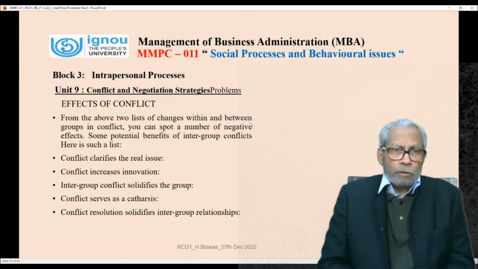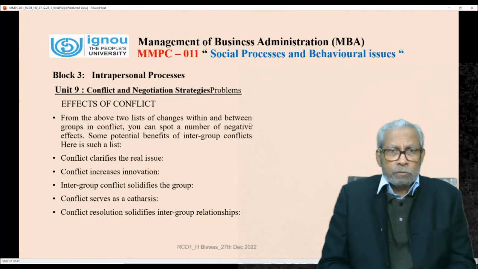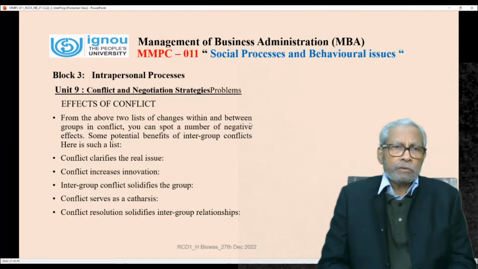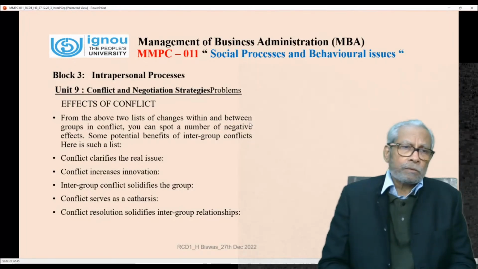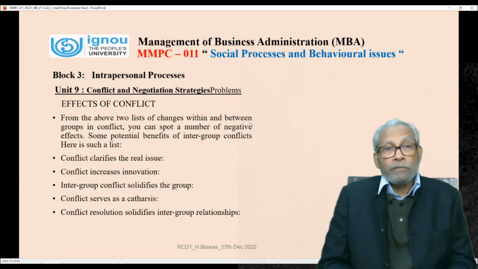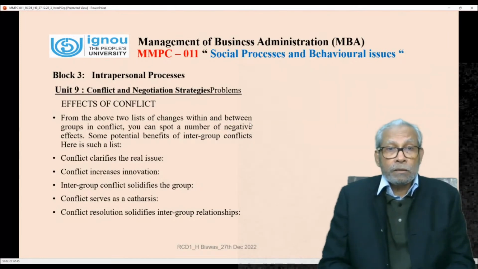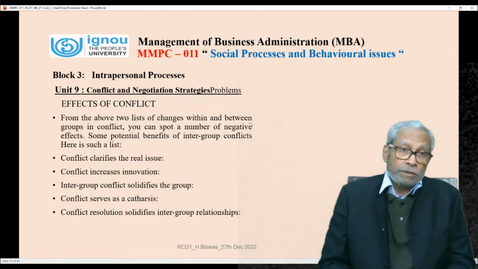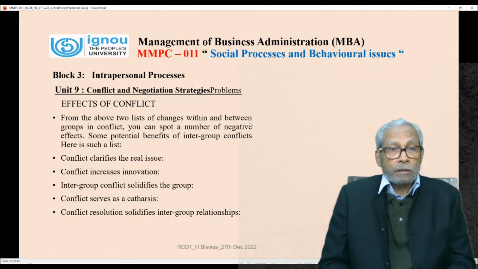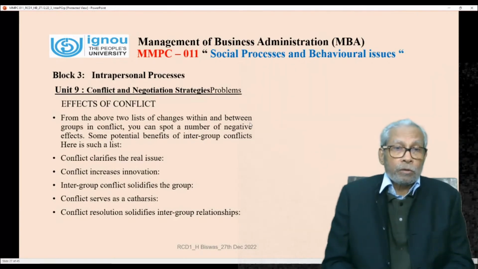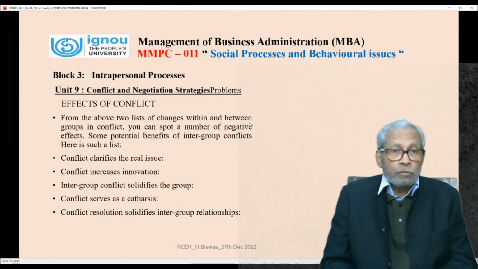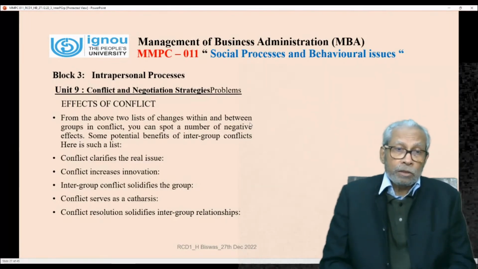Effects of the conflict, from the above two lists which I have already discussed. You can see that some of the lists have come out. The conflict clarifies real issues. So if any conflict is there, the issues will be clarified. Conflict increases innovation. You can start thinking of new things. And intergroup conflict solidifies the group also, because slowly it will bond and take a rigid form. Earlier it was in a loose manner, now it will be in a solid form.